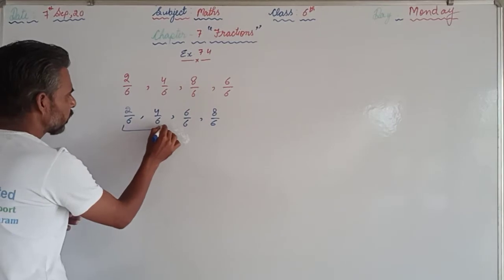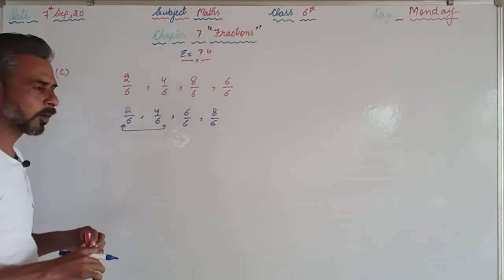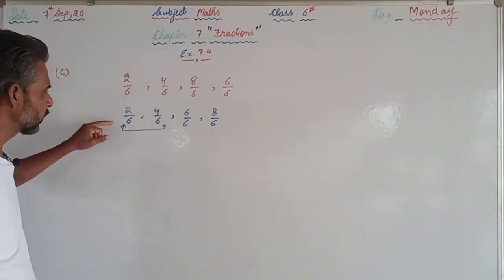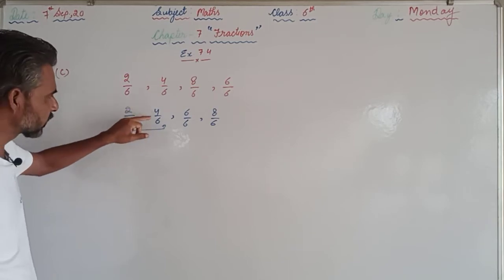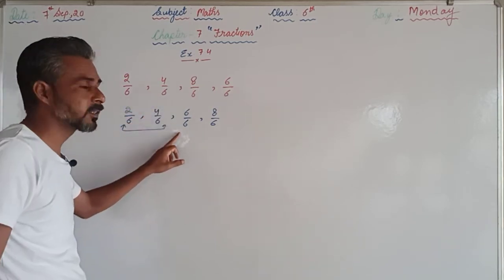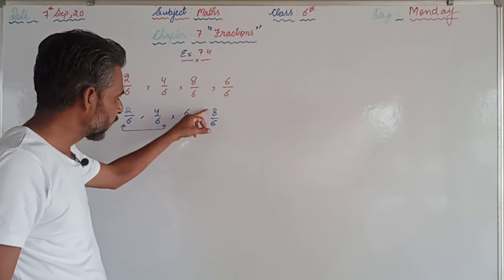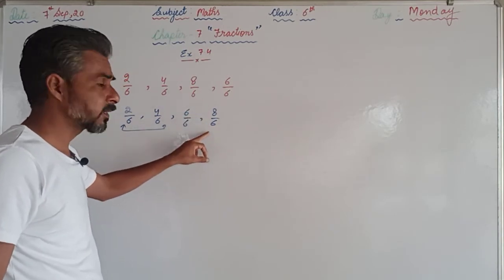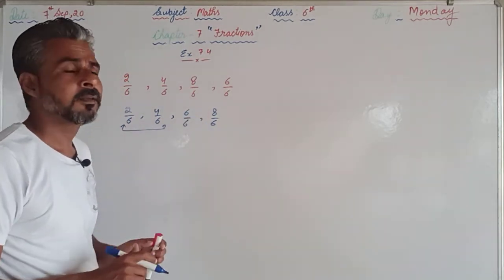These two are proper fractions. Proper fraction means the numerator is smaller than the denominator. Here also 4 is less than 6. Here 6 is equal to 6, that is 1. Here 8 is greater than 6, that's why it is an improper fraction.